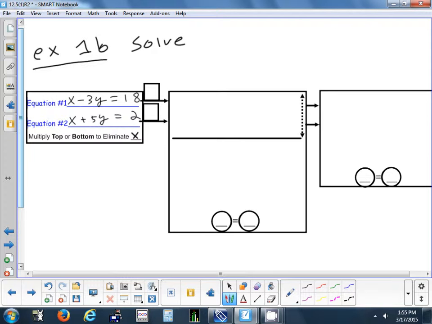Okay, how do we want to do it? Do you want to multiply top or bottom? You really could do either one. It's not going to matter. How many people say top? I'd say bottom. Okay, top? All right, let's do the top.